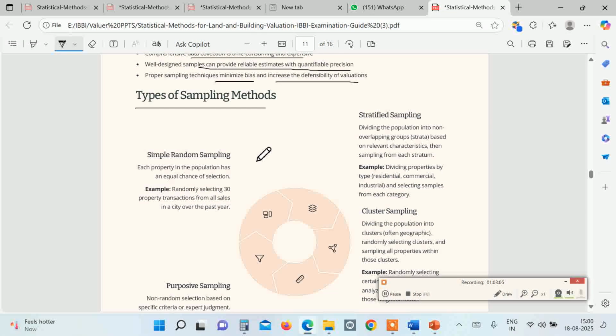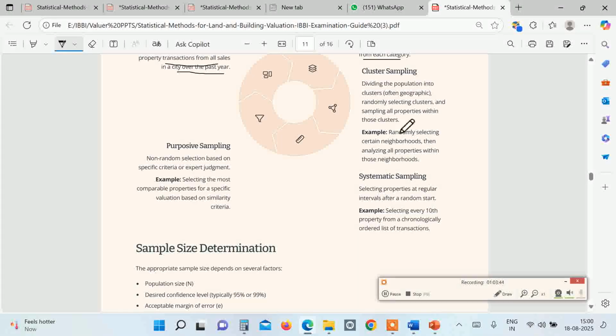First one is simple random sampling. In this case, each property in the population has an equal chance of selection. For example, randomly selecting 30 property transactions from all sales in a city over the past year. Second type is stratified sampling, dividing the population into non-overlapping groups based on relevant characteristics, then sampling from each stratum. For example, dividing the properties by type, residential, commercial, industrial, and selecting samples from each category.